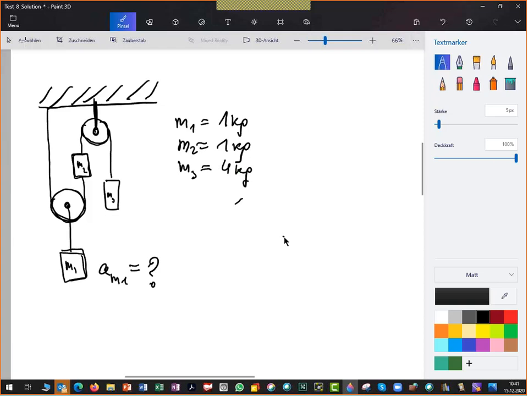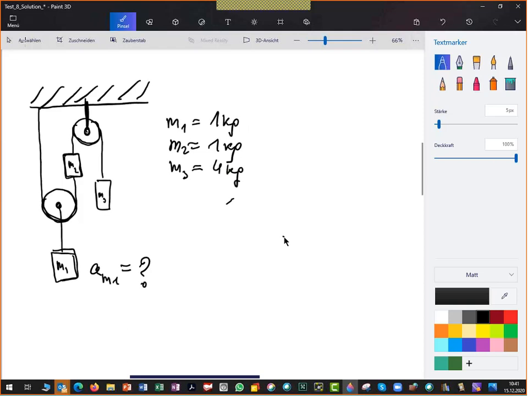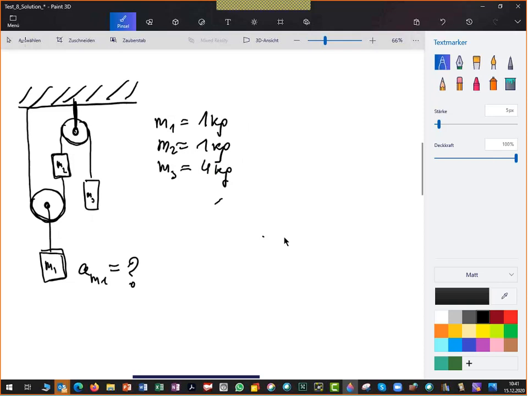So again, please let us try to do it first by yourself. Take your time. I would say 10 minutes should be enough. You have everything you need. You have all masses, m1, m2, m3, and the goal is to find the acceleration of m1, in which direction and how big is the magnitude.